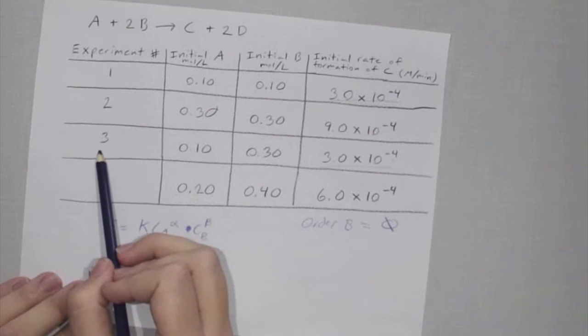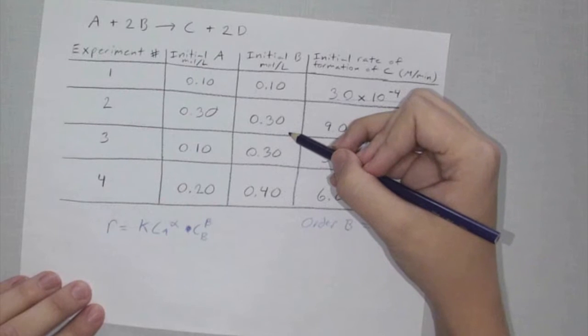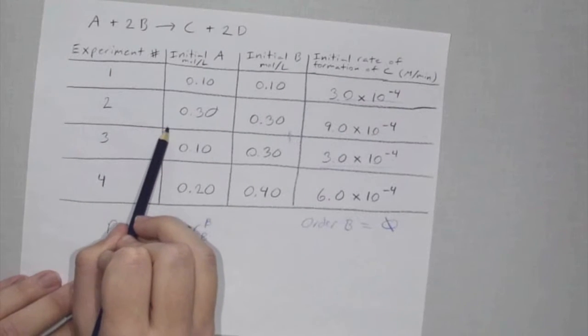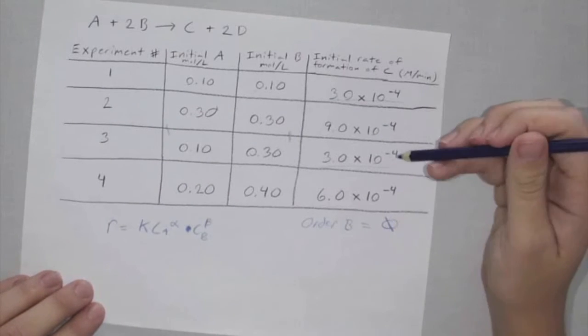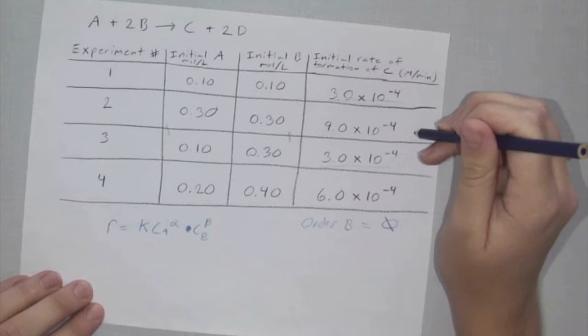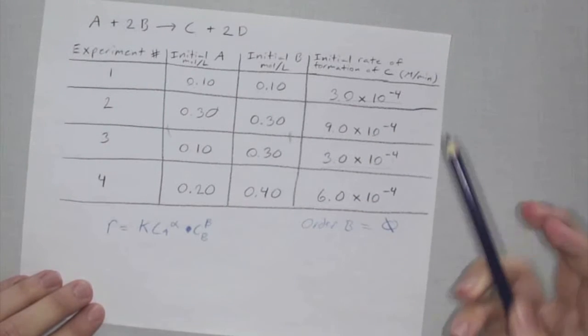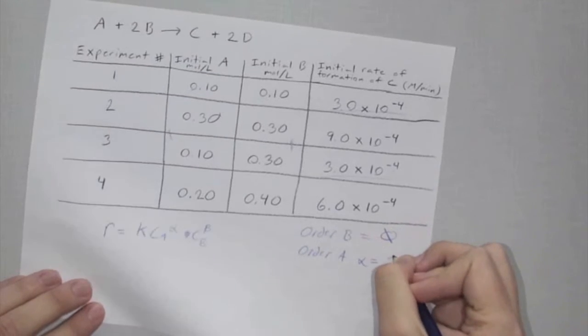Now, let's take experiment 3 here, and if we look back up to experiment 2, you'll notice we have the same amount of B in both of these. So let's compare our A's. We have tripled the amount of A from experiment 3 to experiment 2, and we've seen our rate of formation triple as well. So we had our concentration triple and our rate triple. That means our order of A, which is alpha, is equal to 1.